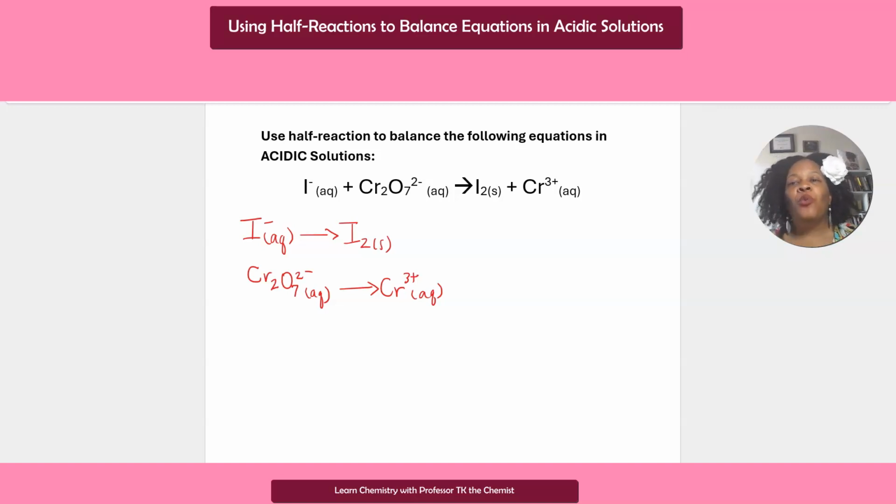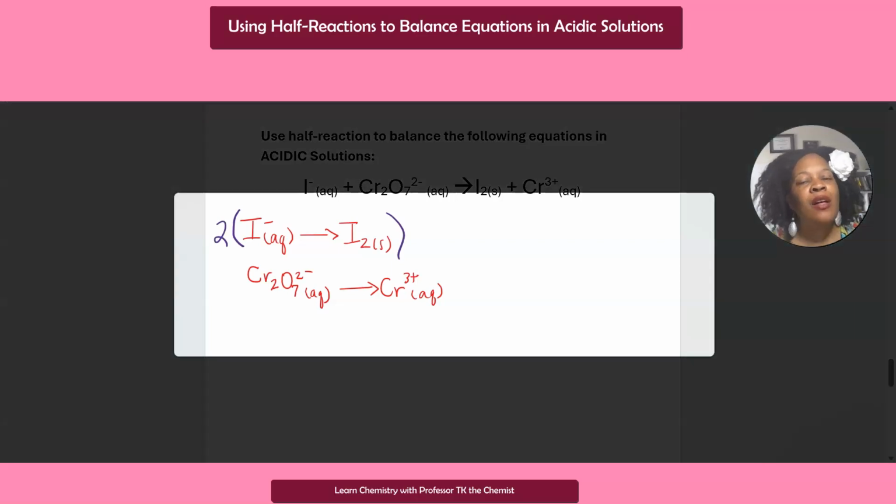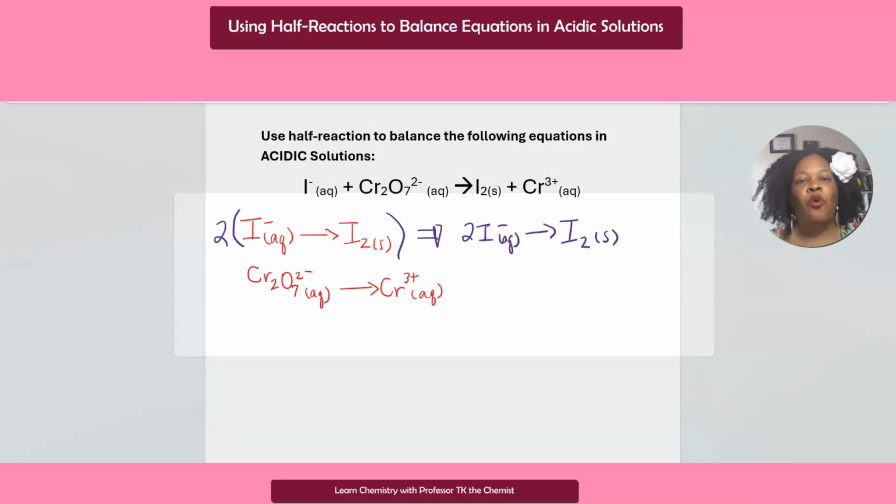So what we're going to do, we're going to first try to balance the iodine. And what you have here is that you have 1 iodine on the left, 2 on the right. So I'm going to put this iodine reaction in parentheses, put a 2 on the outside that tells me I'm going to multiply that 2 times the iodide with the negative charge. And this is going to give me over here 2 I with a negative charge, aqueous, and that's going to produce just simply the I2 with a subscript of 2 in the solid form.